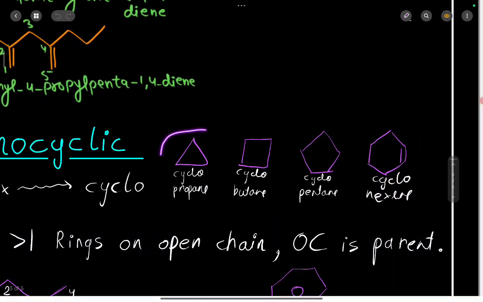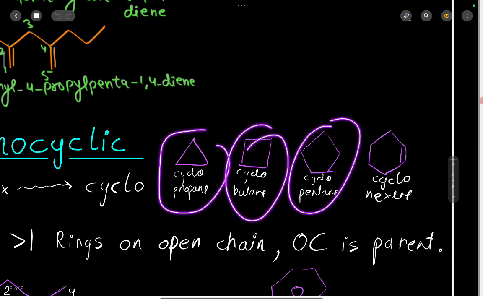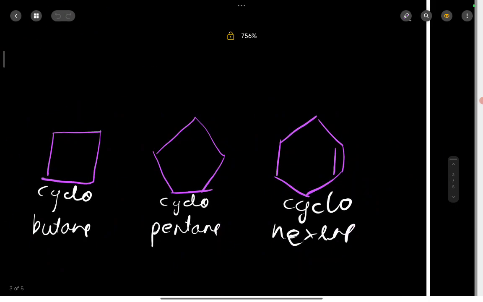Okay, like this is cyclopropane, cyclobutane, cyclopentane. This is cyclohexene because there's a double bond here. So this is cyclohexane. If it was just like this, a benzene without any double bonds, then this would be cyclohexane. Okay.